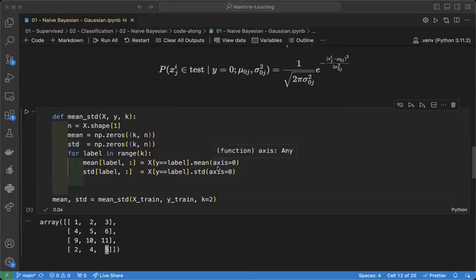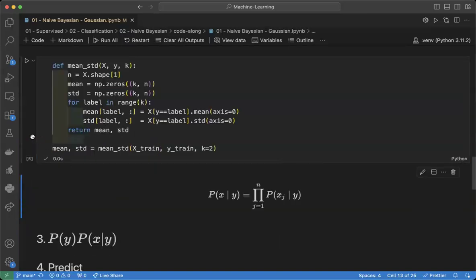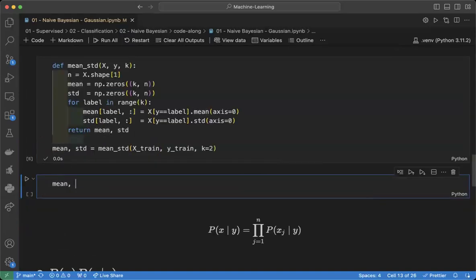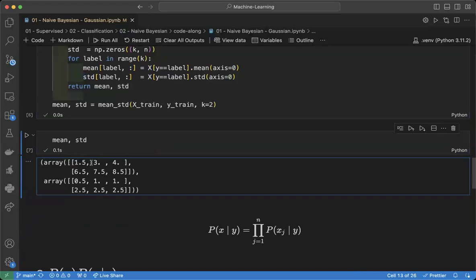Right, and that's it, right? So it returned the mean and standard deviation. Great, I think we should be able to run this and get the mean and standard deviation, and you can see that this is perfect. Like I said, for class 0 it is 1.5, 3, and 4. For class 1 it is this, and this is the mean, and this is the standard deviation.